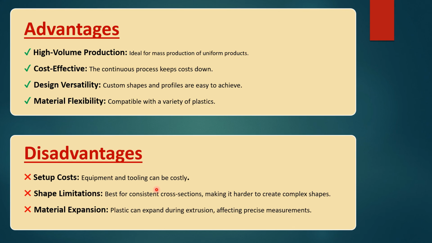Then there is material expansion. After the die, the material is very soft, so we need to cool it properly so that it becomes hard. At that time we need to make sure our design criteria are met, and the dimensions are within the proper tolerance zone. So we need to handle material expansion properly.